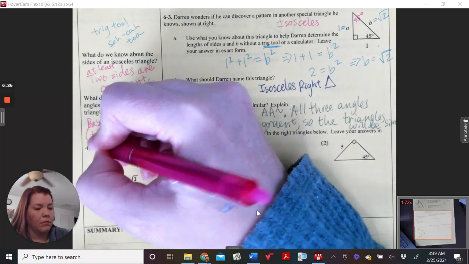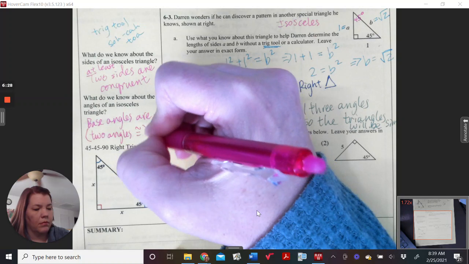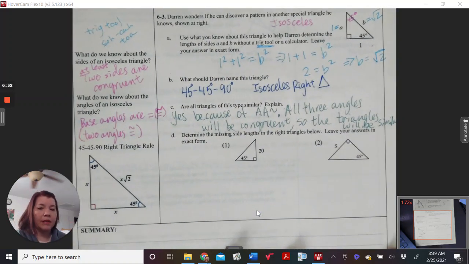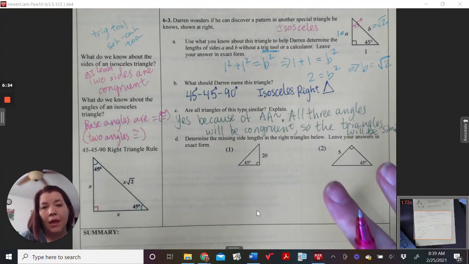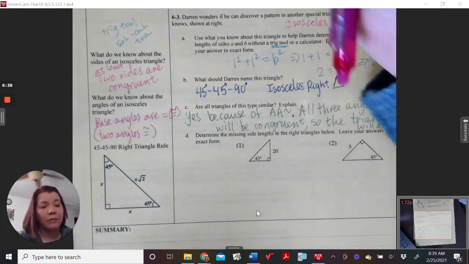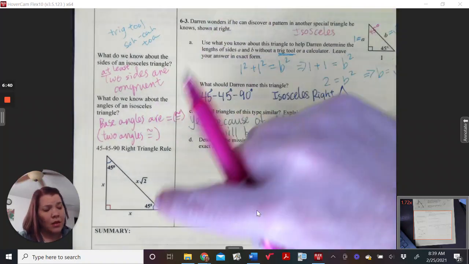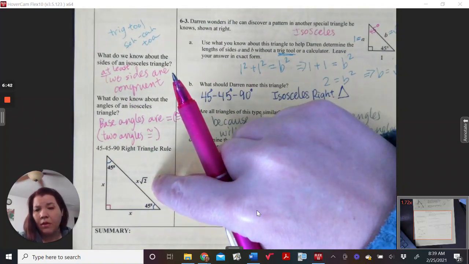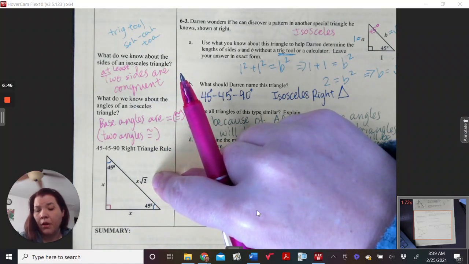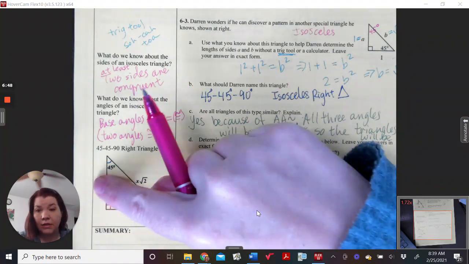Okay. All right, determine the missing side length. So here's our rule. I know we spent a lot of time developing the 30-60-90 rule because it's a lot trickier. Two sides are the same. The third side is this side times the square root of 2. The hypotenuse is always the longest. These two sides are the same, and this is the square root of 2 times that side.